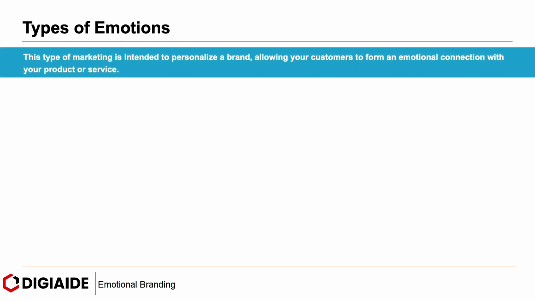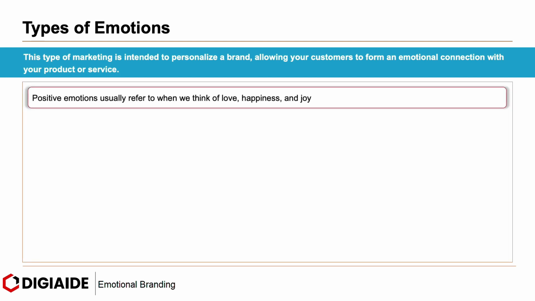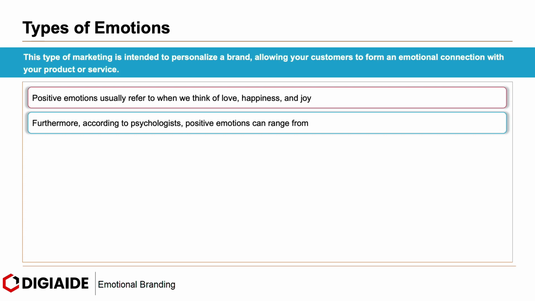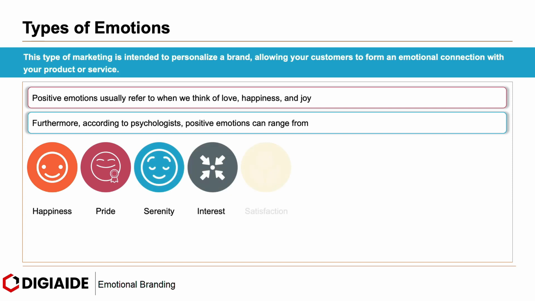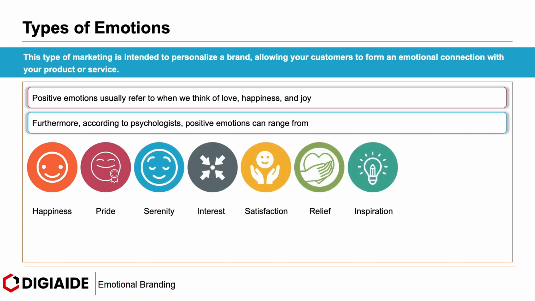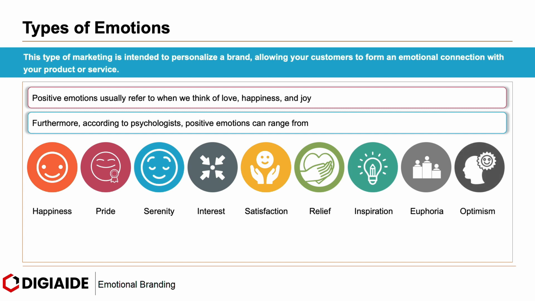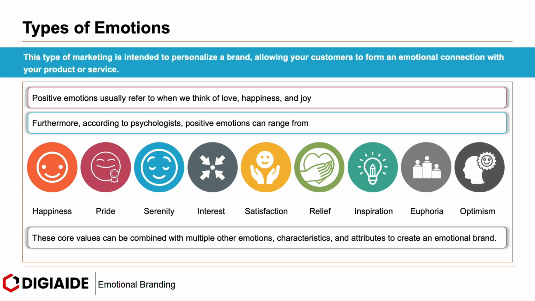Types of emotion. This type of marketing is intended to personalize a brand, allowing your customers to form an emotional connection with your brand or service. Positive emotions usually refer to when we think of love, happiness, and joy. Furthermore, according to psychologists, positive emotions can range from being happiness, pride, serenity, interest, satisfaction, relief, inspiration, euphoria, and optimism. These core values can be combined with multiple other emotions, characteristics, and attributes to create an emotional brand.